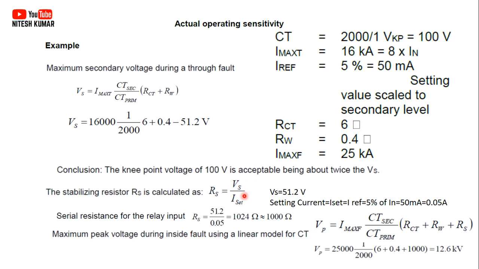So just find out what will be the stabilizing resistor. The Vs divided by I set. So Vs we have found 51.2 volt, and setting current is how much, 50 milliamps, that means 0.05 ampere. So putting here we are getting 1024 ohm, just approximate 1000 ohm. If we take a stabilizing resistor of 1000 ohm, then this will protect our relay from operating in case of CT saturation. So this is how we have found the value of a stabilizing resistor.